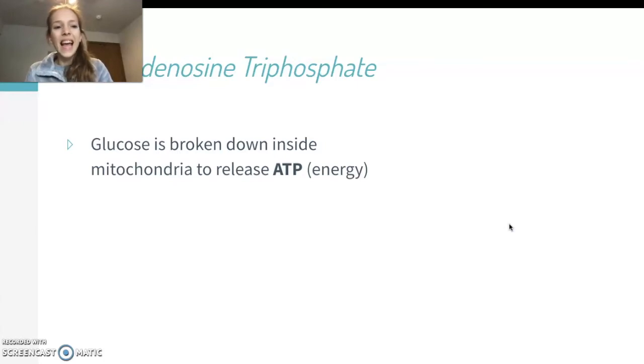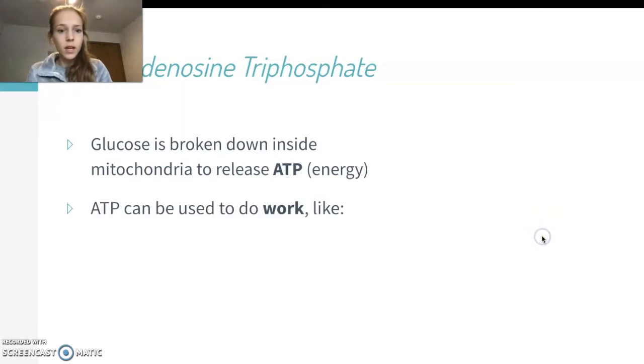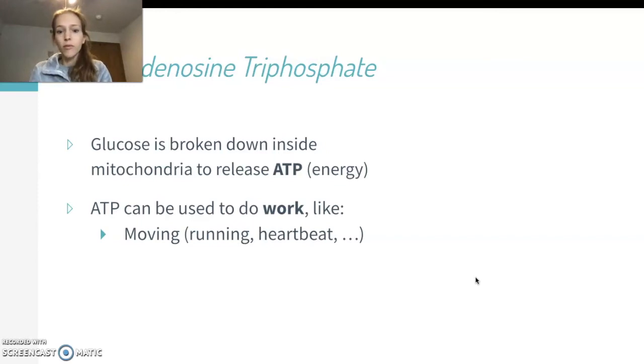So what is this ATP stuff? Well, if I talk about the words that we abbreviate ATP, I'm talking about adenosine triphosphate. Okay, what does that mean? Well, like we said, glucose is broken down to release this energy, ATP. And energy can be used to do work, like maybe moving. This might be your muscle cells for running, or it might be your heart. Your heart is a muscle and it needs energy to beat.